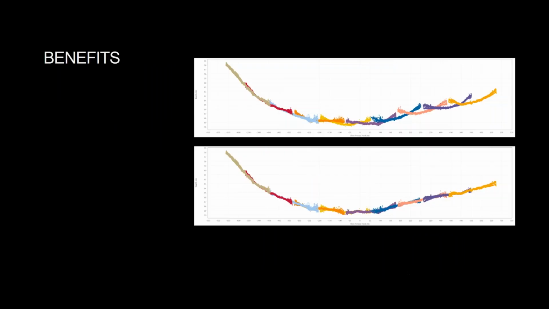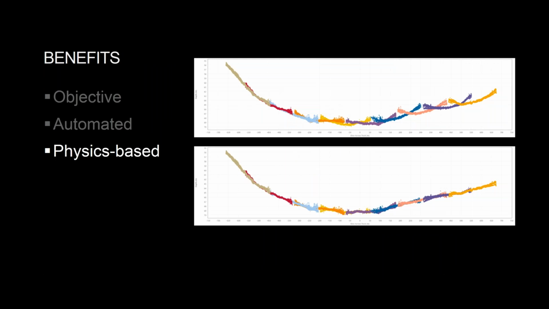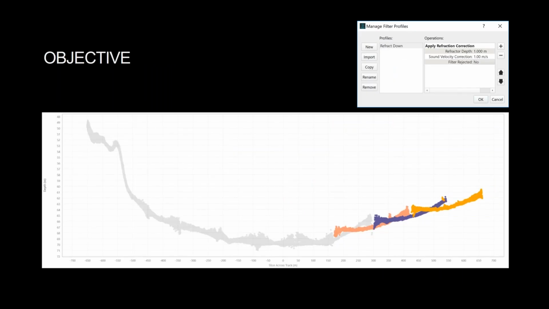So let's just go over the quick benefits of the algorithm. I'll get into the details. It's objective, it's automated, it's physics-based, and it's accountable. And so let's just get right into that. Let's start with it's an objective algorithm.